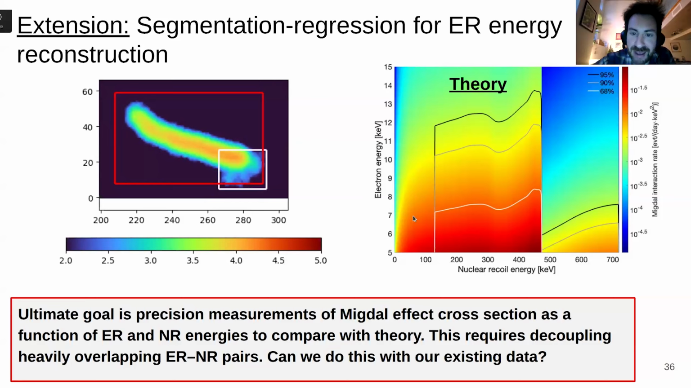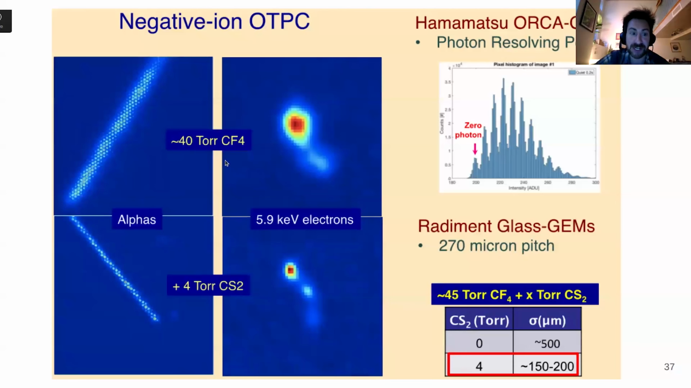But in order to map the electron recoil energy, which this cross section really strongly depends on, again, this is a logarithmic color scale, you need to be able to reconstruct the energy of an electron recoil that is buried within an orders of magnitude brighter nuclear recoil. So how do you do this? One way would be to build a better detector.